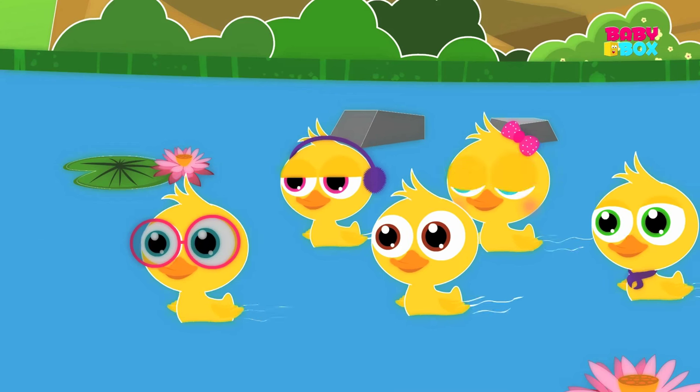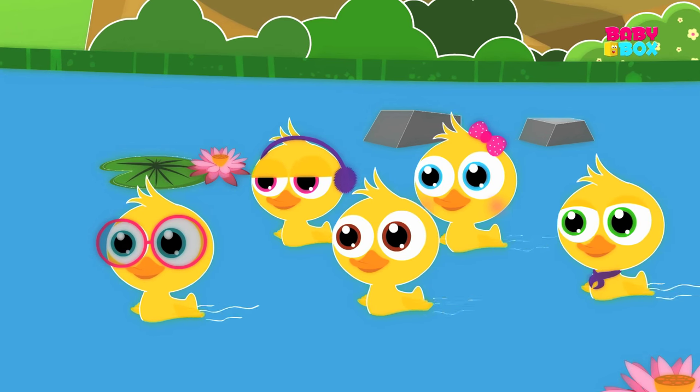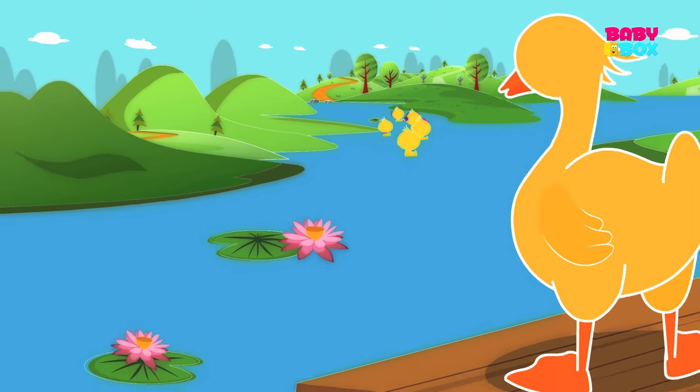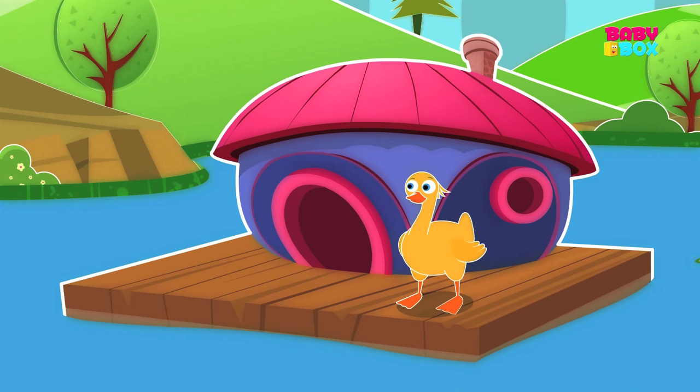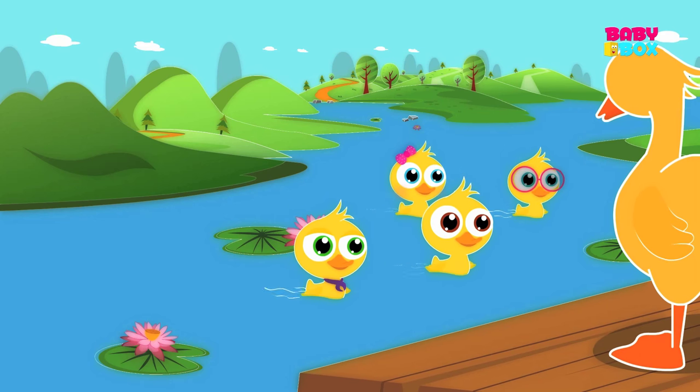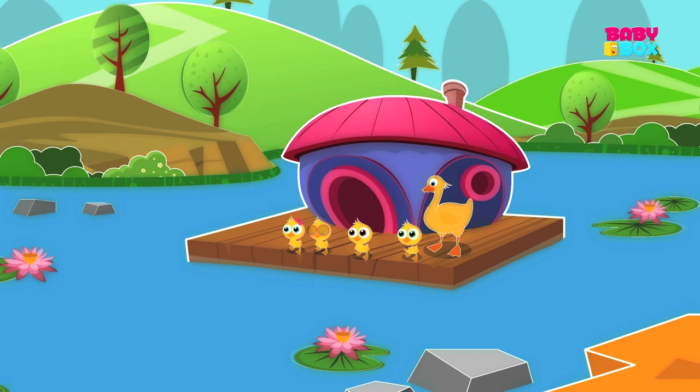One, two, three, four, and five little ducks went swimming one day, over the hill and far away. Mother duck said quack, quack, quack, and only four little ducks came back.